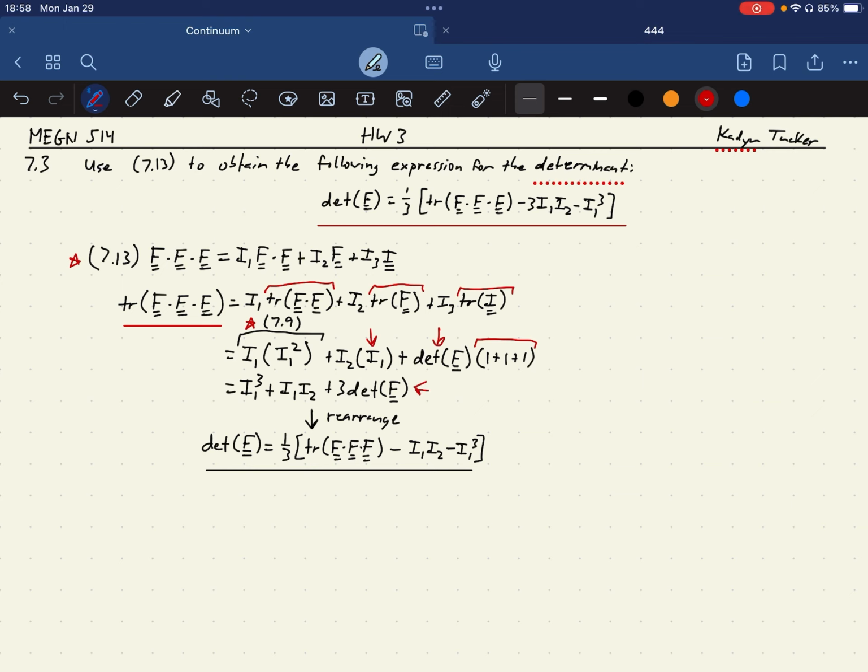If we rearrange that, then we can solve for the determinant of F in terms of I1, I2, and the trace of that triple product F, or triple dot product F, rather. So after doing all that, we end up with the equation that we wanted to prove.